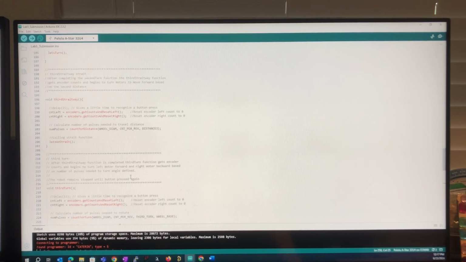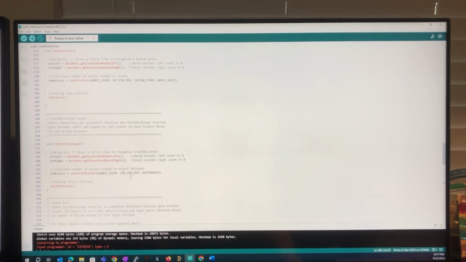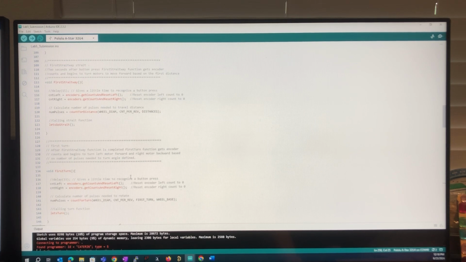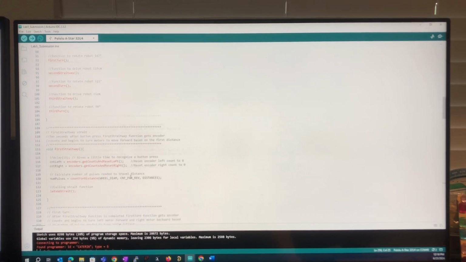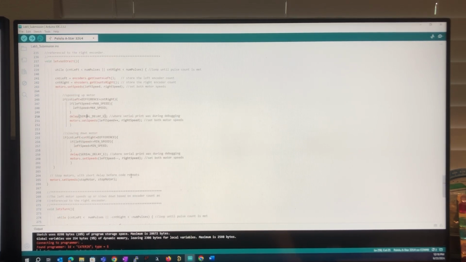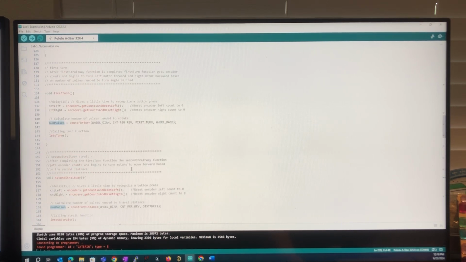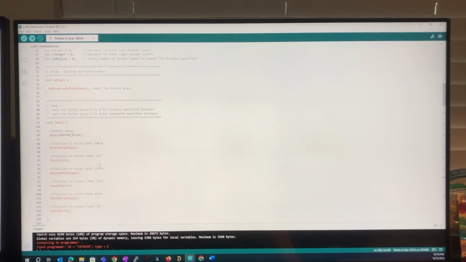And once, let me go back to that. So once this condition is no longer true, this while loop here, we will then stop the motors, then we'll move on to the next function within the void loop, which is our first turn, which is turning 147 degrees.